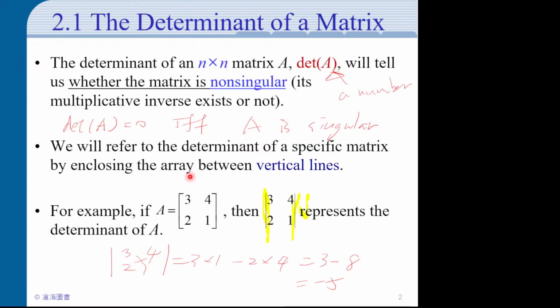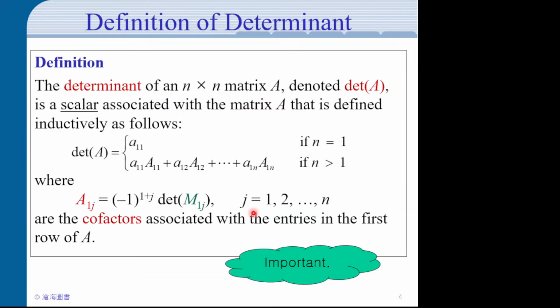So that's a quick example of the determinant. And once again, notation-wise, we use this vertical line for the determinant. And we'll go straight into our definition of the determinant.